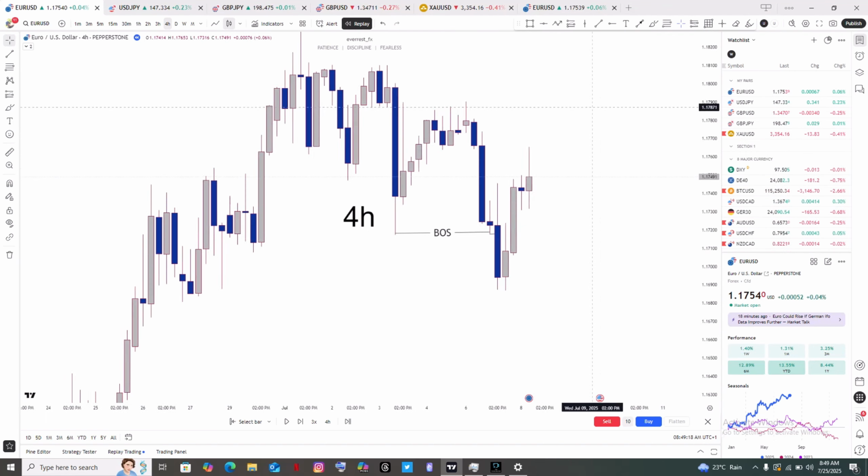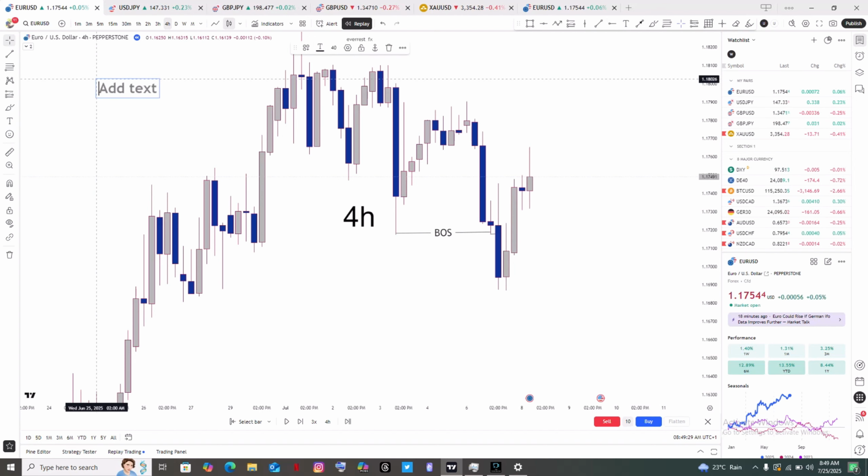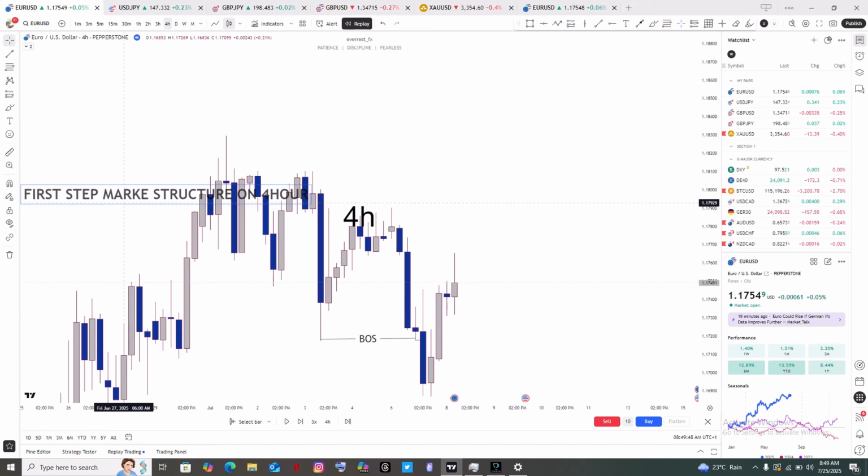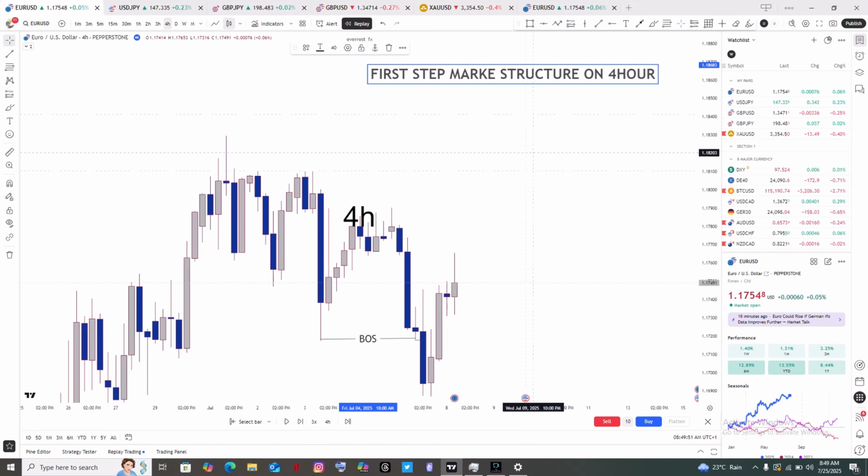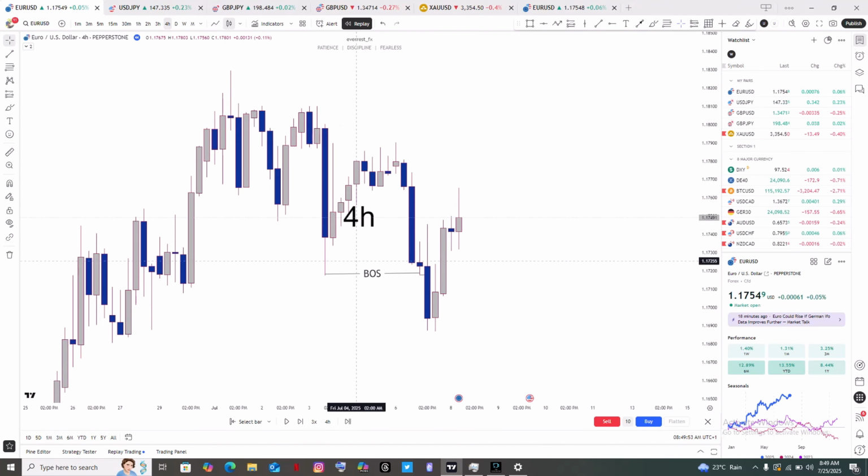If you come to the 4 hour and mark the 4-hour structure, the next thing to do is to go to a lower time frame. So first step, mark structure on 4H. Let me keep this here. First step, mark structure on 4 hour. We already did that. We have marked our 4-hour structure.